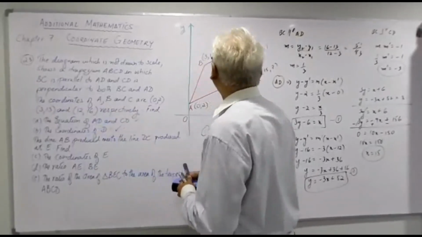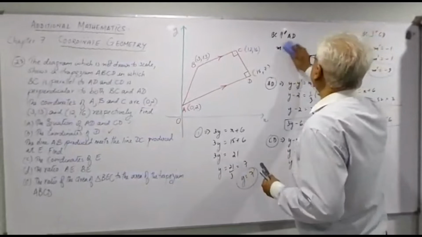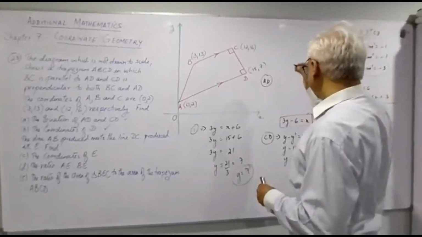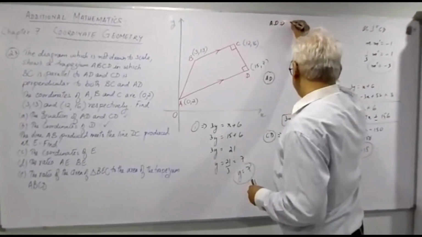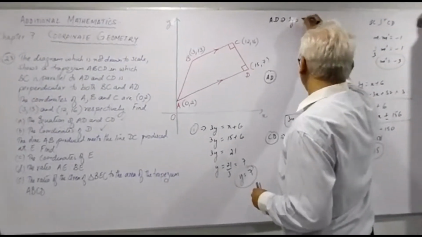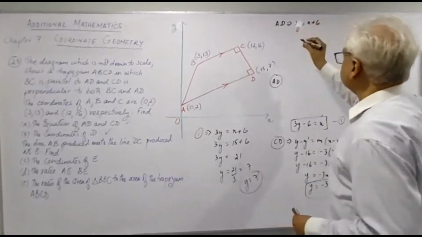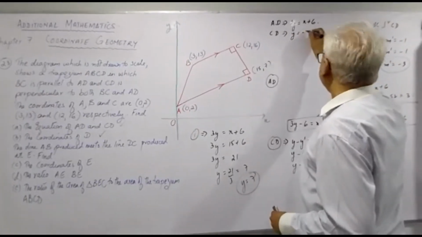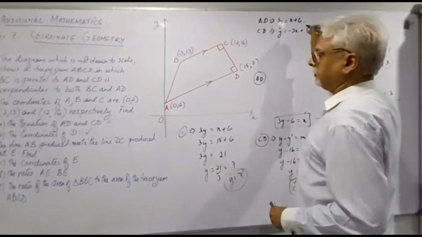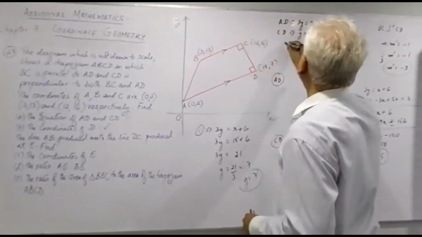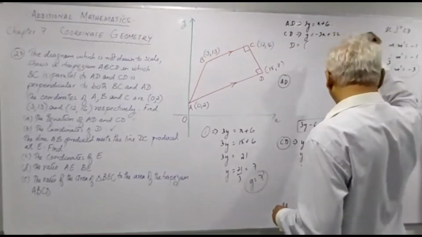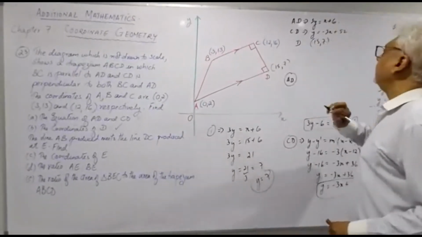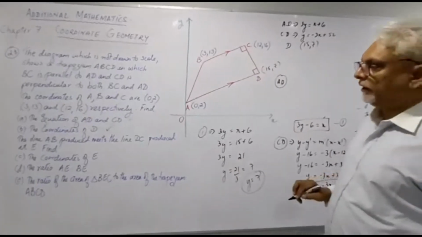The equation of AD, which is here, this is AD, just write this down. AD is 3y equals x plus 6, and the equation of CD is y equals minus 3x plus 52. AD and CD, and the coordinates of D, we did find this, which is x is 15 and y is 7, the coordinates of D. Okay, so now we need to find the coordinates of E.